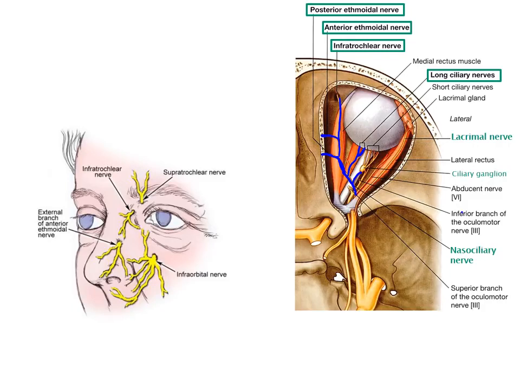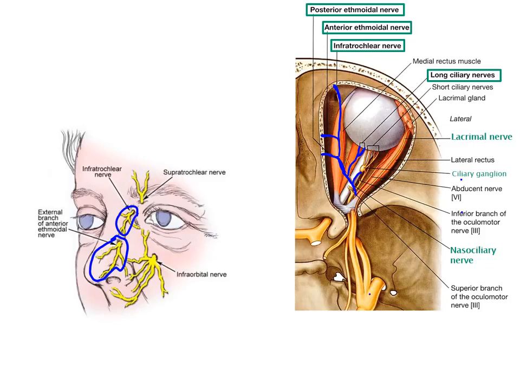Next, it gives off the anterior ethmoidal nerve. This nerve in particular carries sensory information from the anterior cranial fossa, the nasal cavity, and the skin of the lower half of the nose. Notice here in this image that the external branch of the anterior ethmoidal nerve emerges onto the tip of the nose. The infratrochlear nerve, shown both here and here, carries sensory information from the medial eyelids, the lacrimal sac, and the skin of the upper nose, over the bridge of the nose.